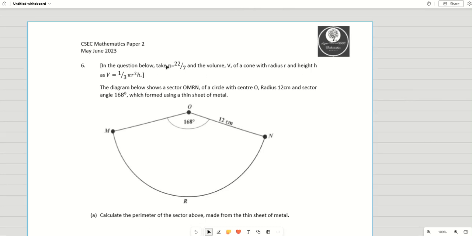Let's read the question first. In the question below, they said pi is 22/7 and the volume of a cone with radius r and height h, so they give you the formula for volume of a cone, which is a third pi r squared h.